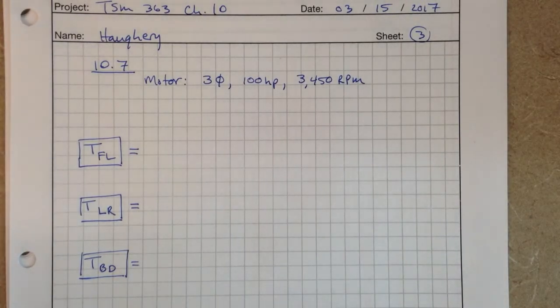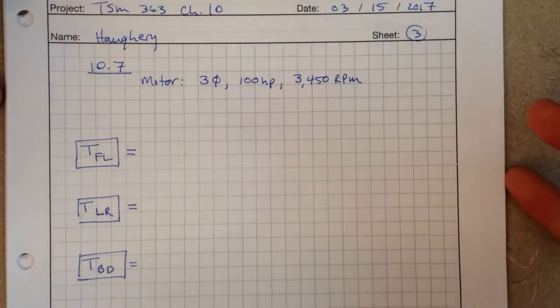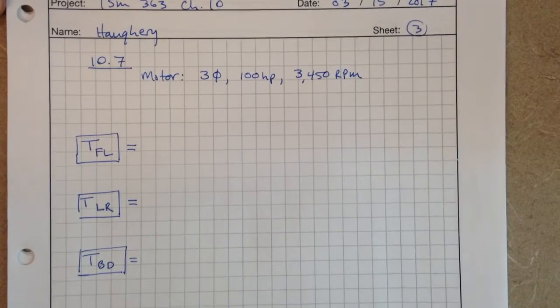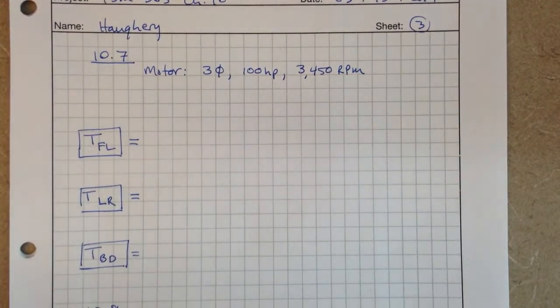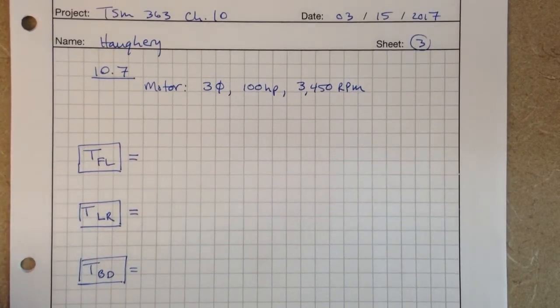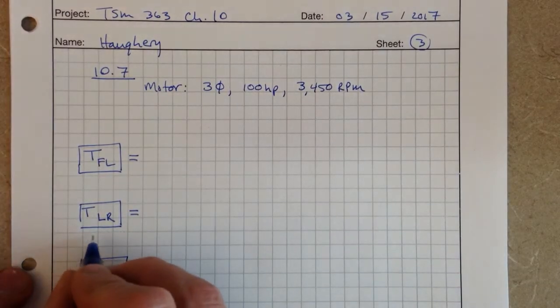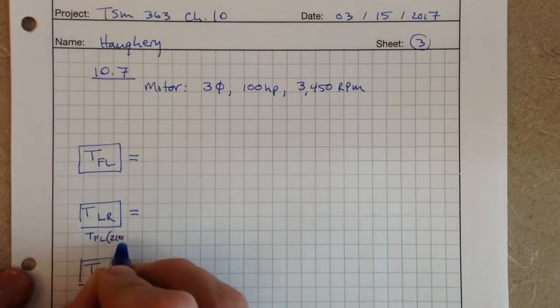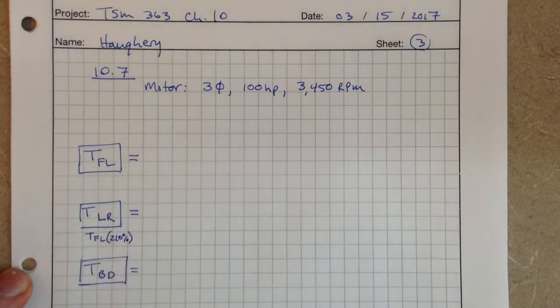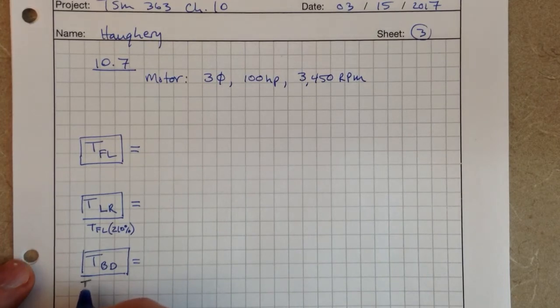If we remember, full load torque is just 100% of our torque, right? Full load is what it wants to run at, 100% full load torque. Locked rotor torque is then full load torque times 210%. And breakdown torque is full load torque times 270%.